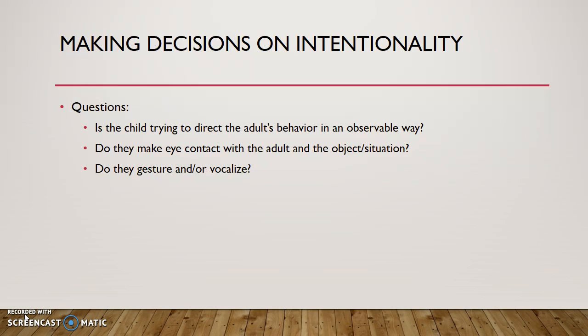The questions you can ask yourself are, again, is a child trying to direct the adult's behavior in an observable way? Do they make eye contact with the adult and the object and situation? So remember, if a child is just pointing and is referring back to an adult in terms of checking in to see if the adult is with them in this communicative effort, then it's not true intentional communication. And then we expect there's either some kind of vocalization or gesture, but oftentimes in early intentional communication, we see both. We see both the child pointing or gesturing in some way and vocalizing at the same time.